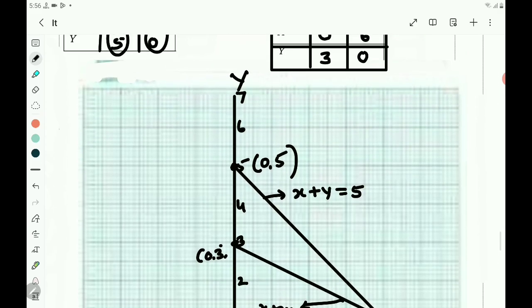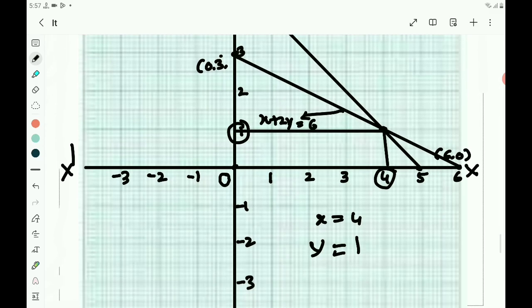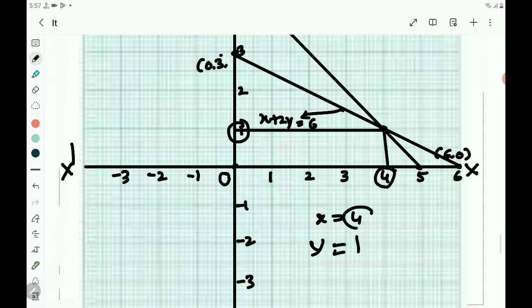Here you must take the scale. What you have taken, you must write it in the starting only. Scale: 1 centimeter equals 1 box you have taken. 1 centimeter equals 1 unit. That is the scale you have taken. You must mention that before drawing the graph. So x value is 4, y value is 1.